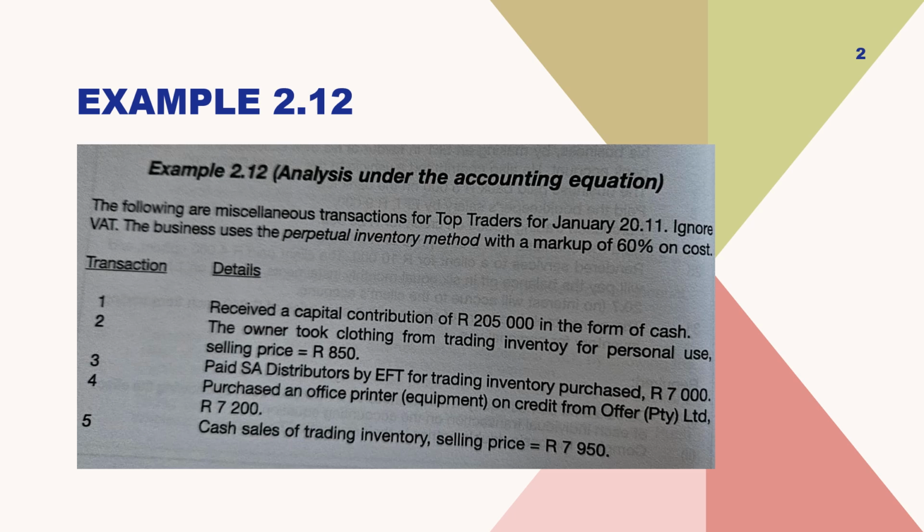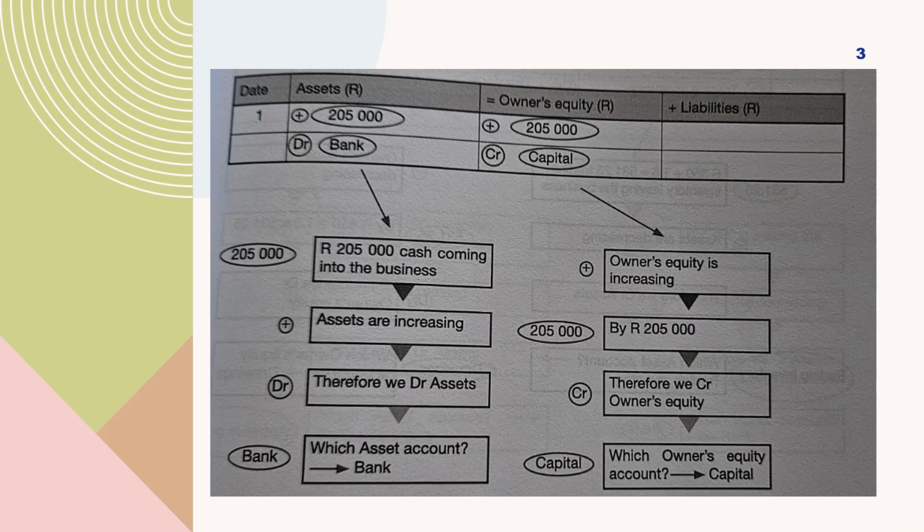Received a capital contribution of 205,000 Rand in the form of cash. If it's a capital contribution, it means that the owner has put money into the business. So let's look at how this would affect your accounting equation, that's your assets equals owner's equity plus liabilities. So 205,000, your bank is going to be increasing with 205,000.